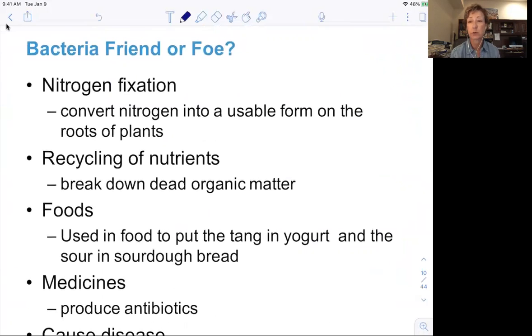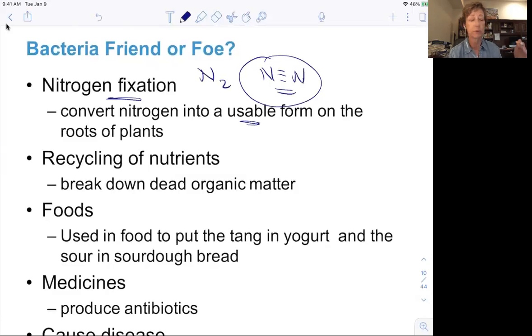They fix the nitrogen, so they convert atmospheric nitrogen, or N2, which is held by a triple bond and very difficult to break triple bonds. Bacteria are able to break that bond and then convert the nitrogen into a form that plants can use, and that then becomes the protein in plants, which we either eat directly or we eat the animals that ate the plants. So nitrogen fixation is a real important part of getting nitrogen into the food chain.